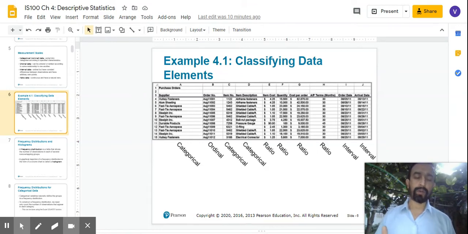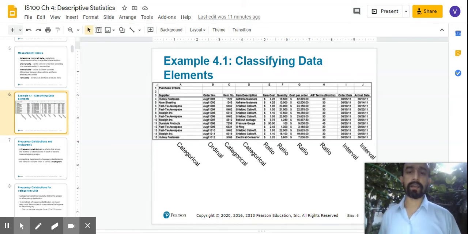So let's say one day we got 3 orders, the next day we got 5 orders, the next day we got 20 orders. So we just know that one of them came after the other, but it doesn't give us any information of how far apart they are. So this is called ordinal.